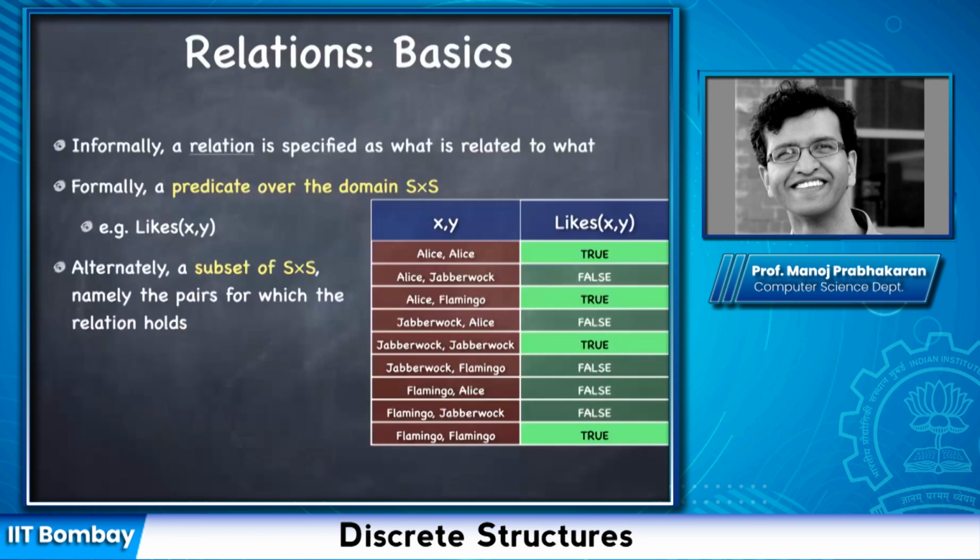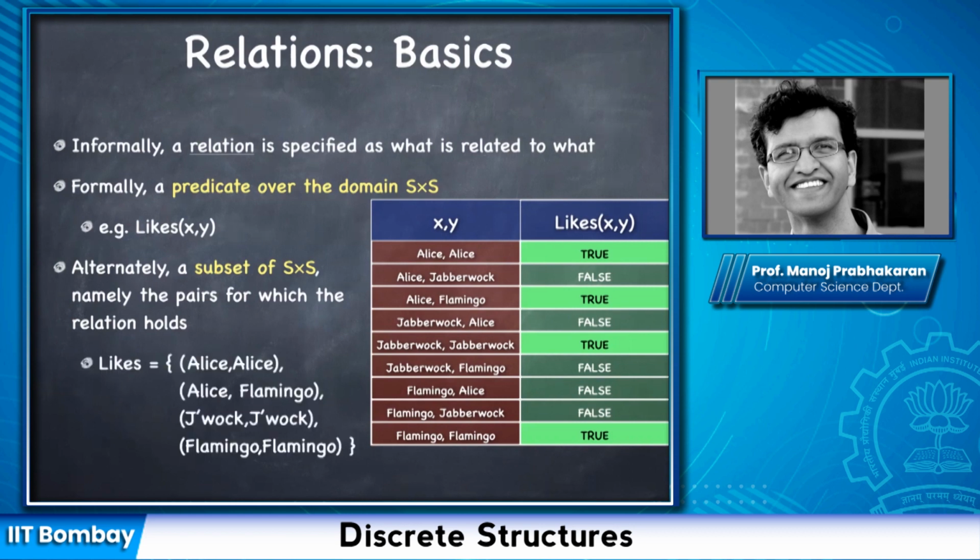Equivalently, you could think of the relation in terms of the subset of S cross S for which the predicate is true, so that the predicate is the membership predicate for this subset. In this case, there are 4 pairs for which the predicate is true, so the relation consists of these 4 pairs.